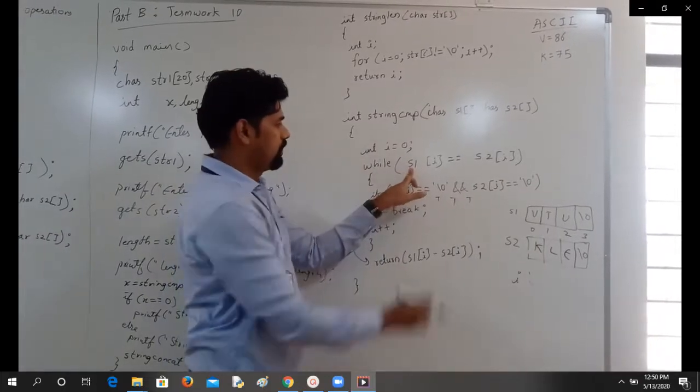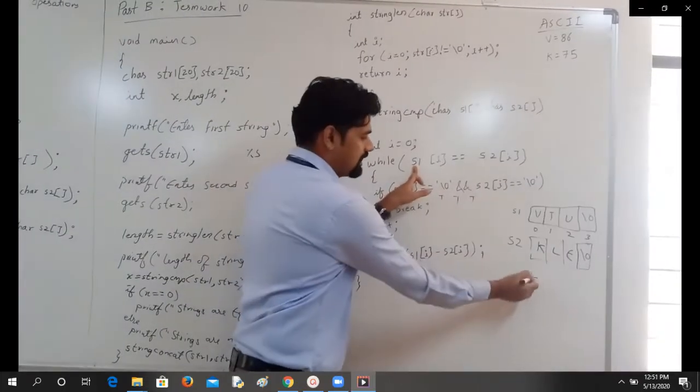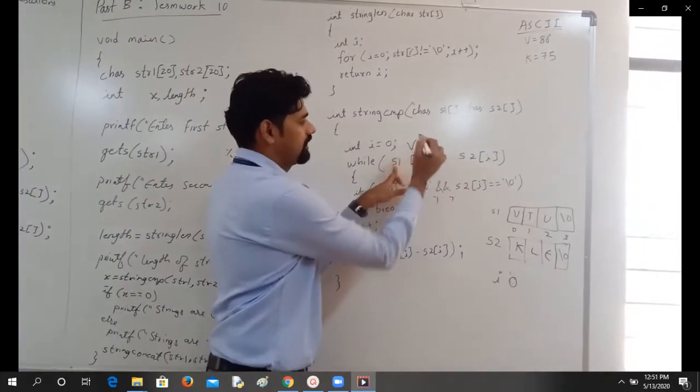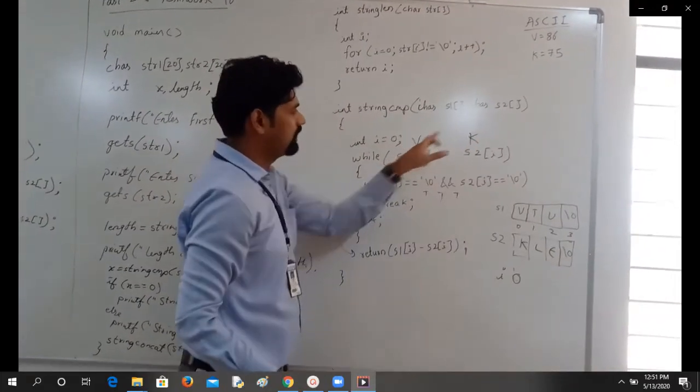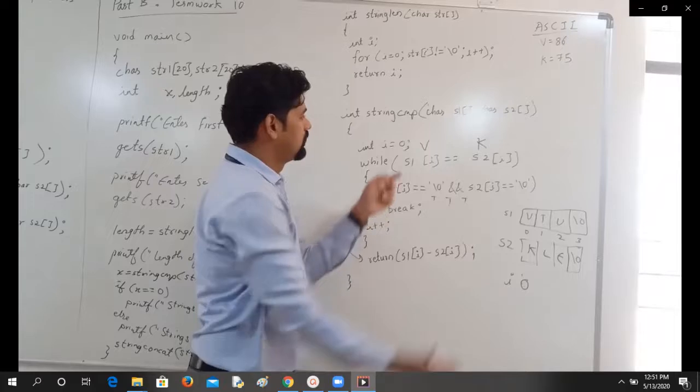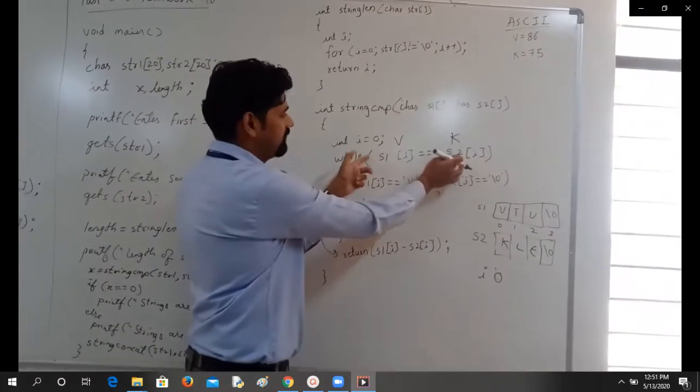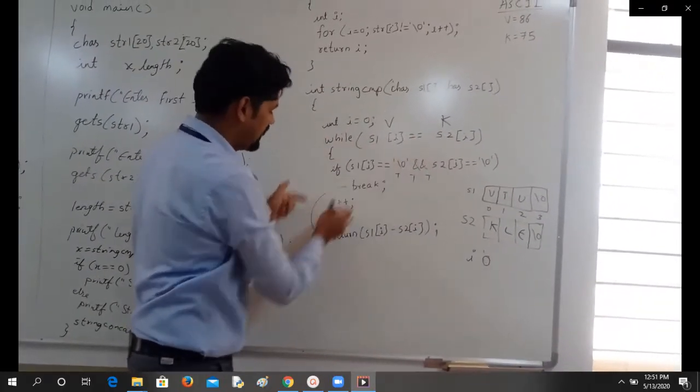So S1 of 0, I is 0 initially. So S1 of 0 is nothing but V, whereas S2 of 0 is nothing but K. So is V equal to K? No. So control breaks here itself. The loop is not entered, and I come out.